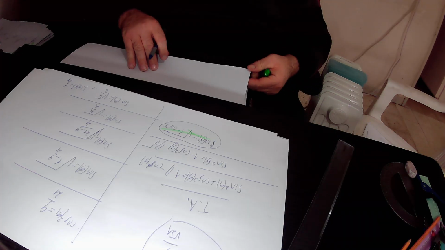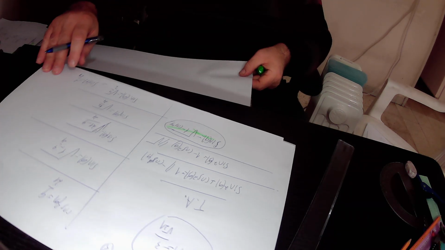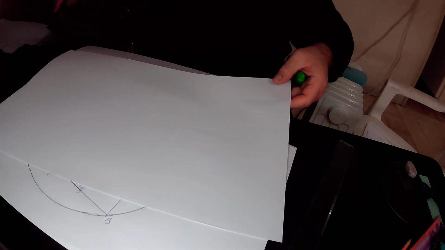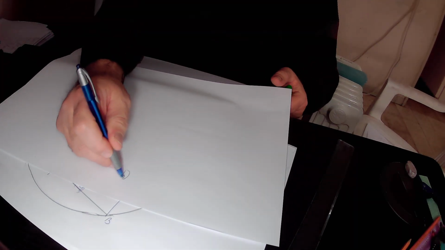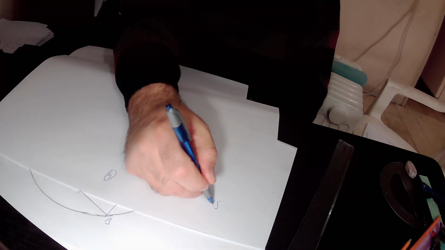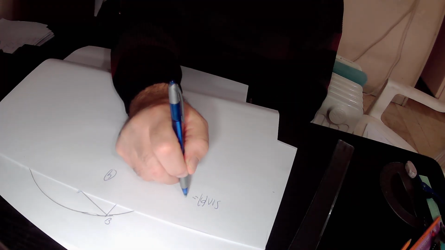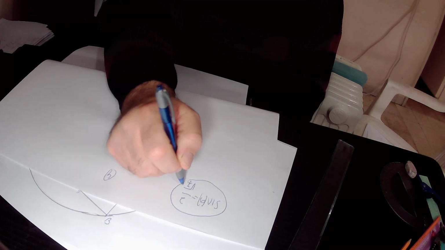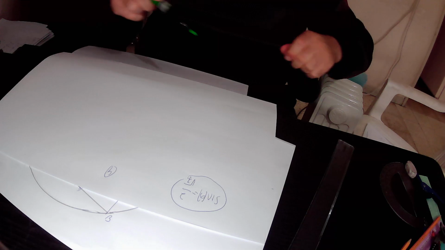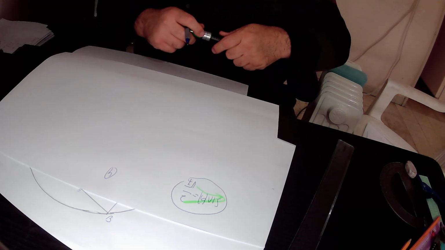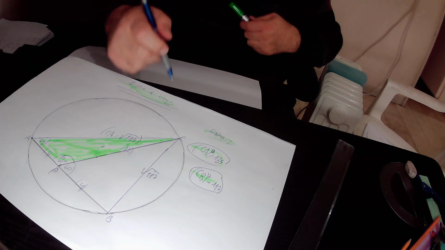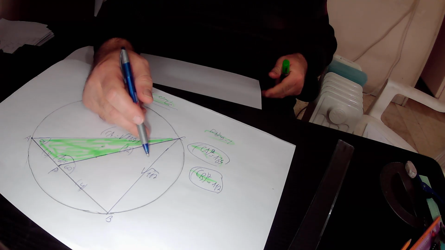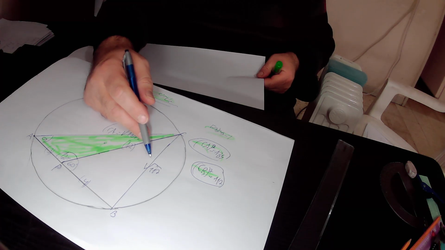And again, in total, we found that sine alpha equals 2 over square root of 7. And we already found that CB equals the square root of 112 units.